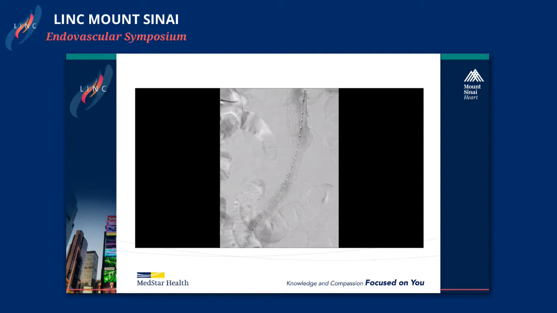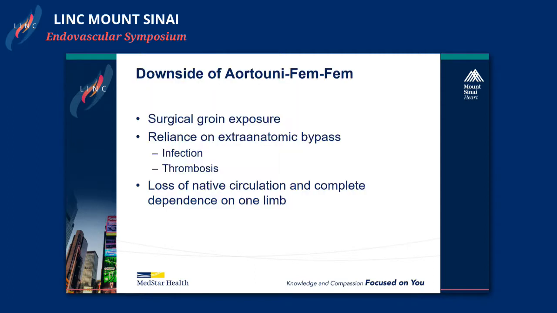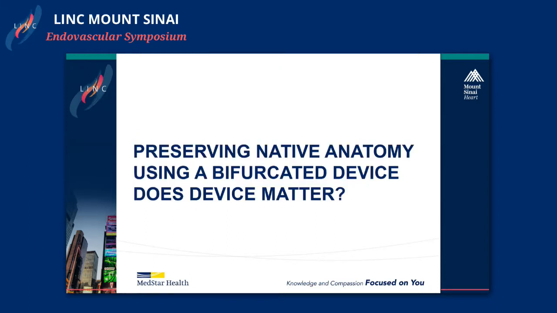That's the easiest way to get away with this. You have no constraint issues at that bifurcation as a result. But I think there are downsides of an aorta-uni and a fem-fem. You have to get surgical groin exposure, so percutaneous is no longer an option. You're relying on that extra anatomic bypass for that contralateral limb. These bypasses can get infected, and they can thrombose, and you can lose patency as a result. Also, loss of native circulation and complete dependence on one limb can be a little bit dangerous. If that limb kinks or fails, then the entire lower body becomes ischemic as a result.